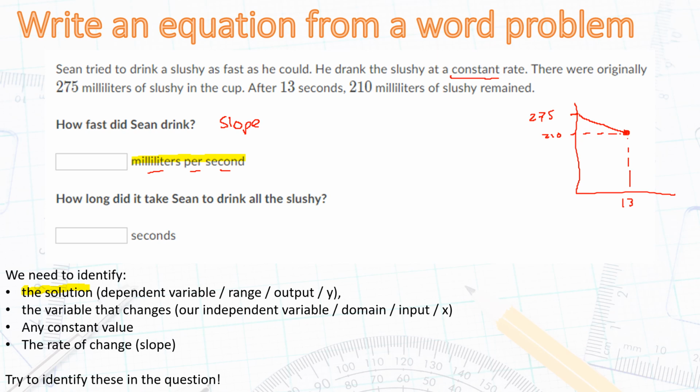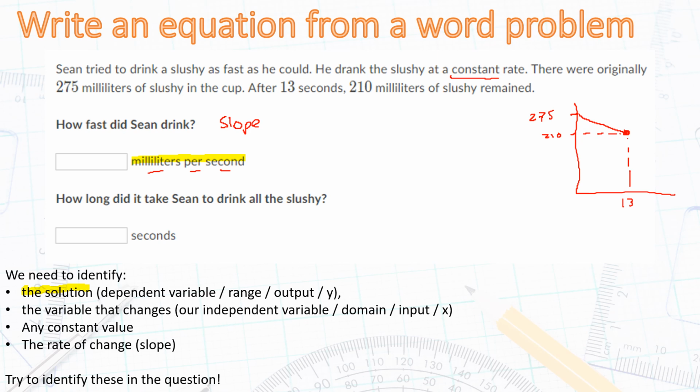And the second part, how long did it take Sean to drink all of the slushie? So things we need to identify the solution. We're talking about y values, so that would be the milliliters in the cup. So that's the output of the function. The input is the time, so that's our independent variable or our domain. Constant value, that will be the starting amount. So there's 275 milliliters starting in the cup, and then the rate of change we need to figure out.